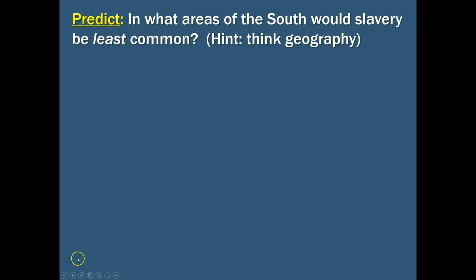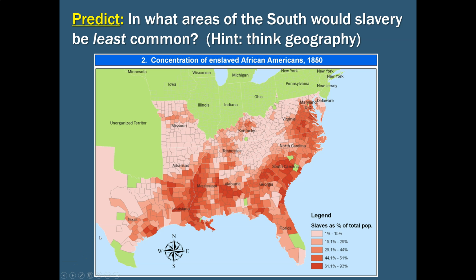Here we are looking at a map of the South, and we'll notice concentration of enslaved African Americans, 1850. You'll notice there are few slaves out here. This is largely because it's kind of frontier territory. It's not been heavily settled yet.